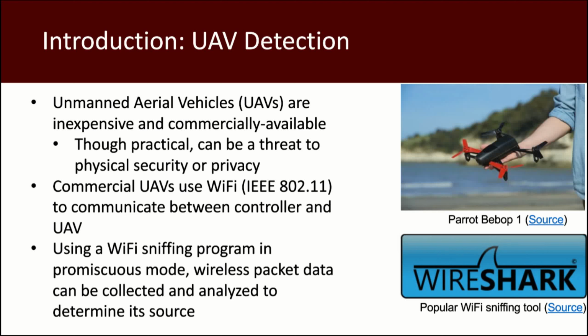Commercial UAVs like this use the Wi-Fi standard, or the 802.11, to communicate between the controller and the UAV. So by using a wireless sniffing program, such as Wireshark, we can collect this packet data and analyze it to determine its source.